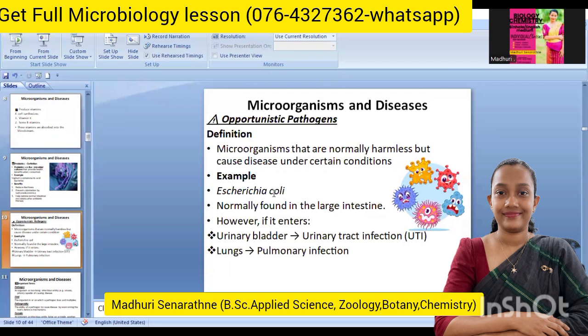Example, E. coli, Escherichia coli. E. coli is generally harmless while it remains in the large intestine. When it remains in the large intestine, it has no effect. However, if it enters other parts of the body, it may cause disease. For example, it is normally harmless in the large intestine, but when it enters the urinary bladder, it causes urinary tract infection. If it enters the lungs, it may cause pulmonary infection. The key idea is that a microorganism that is harmless in its normal location may become pathogenic when it enters another body site.